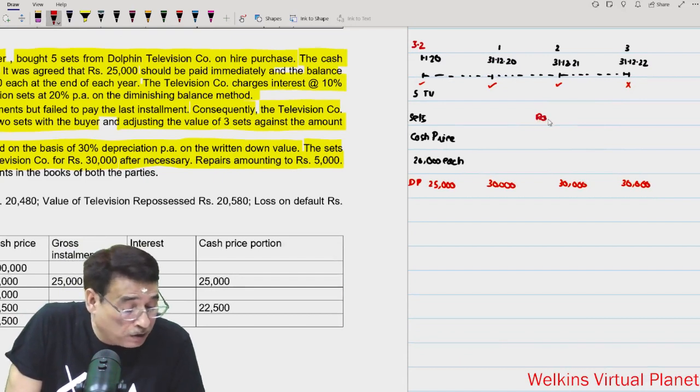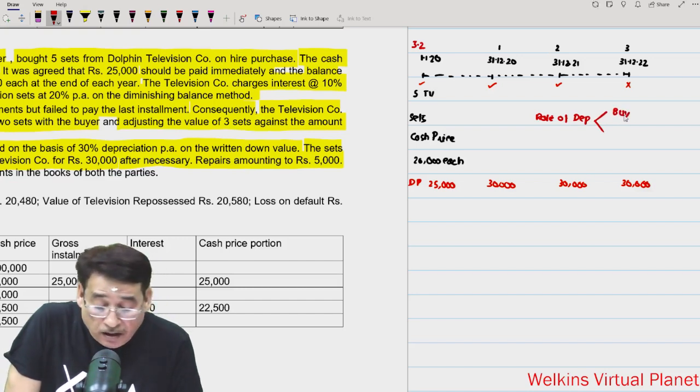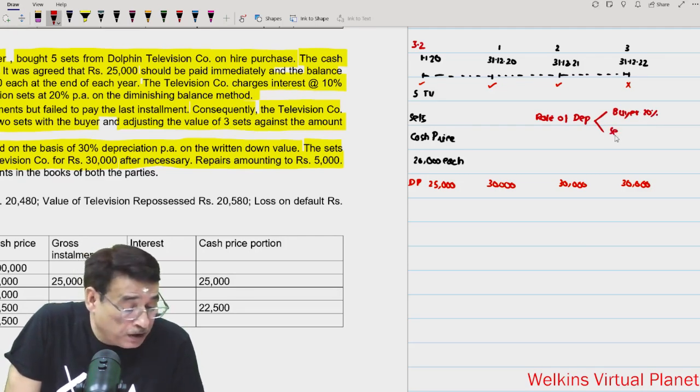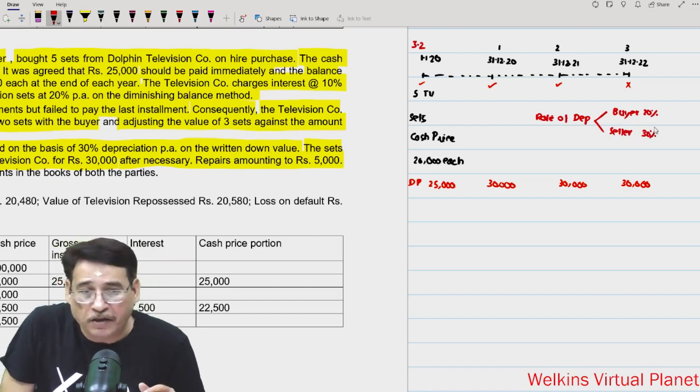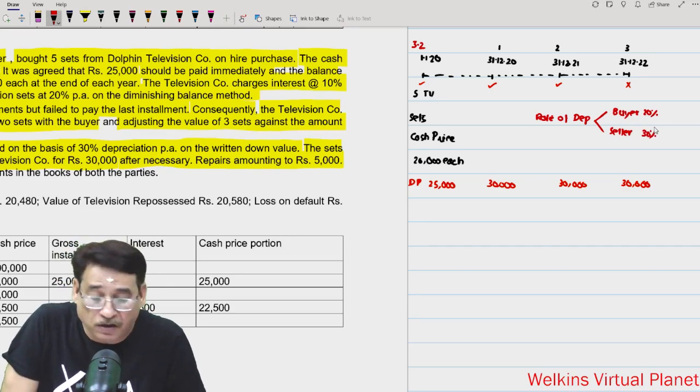Further, in this question you need to note that the rate of depreciation is given, not only of the purchaser. The rate of depreciation of the buyer is given as 20%, and the seller's rate of depreciation is 30%, because when he repurchases the item, he values them at 30% less, so his rate of depreciation is 30%. Is it clear to you?